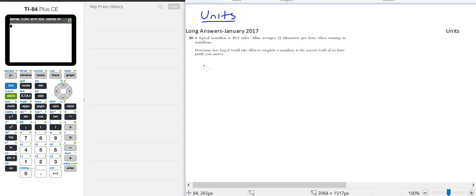We know that a marathon is 26.2 miles. And we know that Alan can average 12 kilometers per hour when running marathons. So Alan has 12 kilometers per hour. And we want to know how long would it take Alan to complete a full marathon, which is 26.2 miles. The problem is that his rate is in kilometers per hour, and we want to find how long it would take him if he's running miles. So before we do anything, we need to convert the 26.2 miles into kilometers.